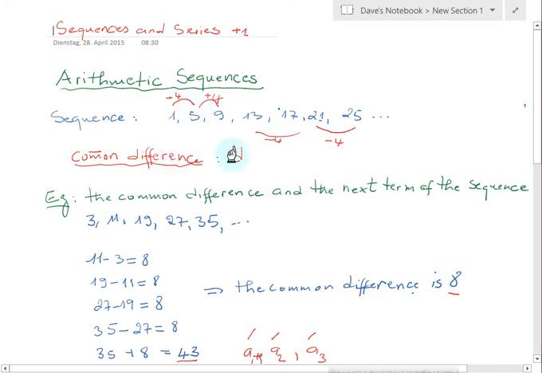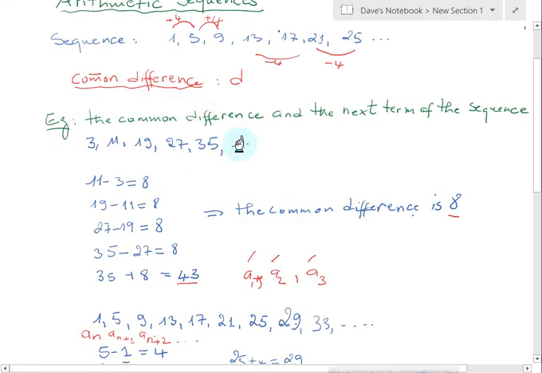This difference, by adding or subtracting, is called a common difference, and it is noted D. Anytime you have a sequence where you add the same value, or subtract the same value, to go to the next term or to the former term, it is an arithmetic sequence. So that's what we are doing today.